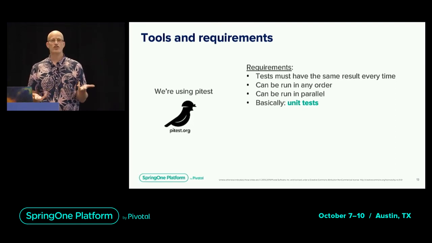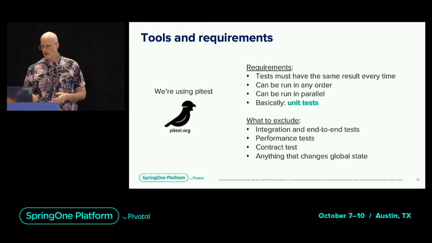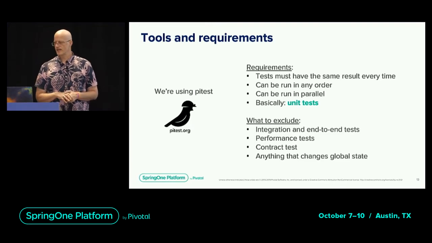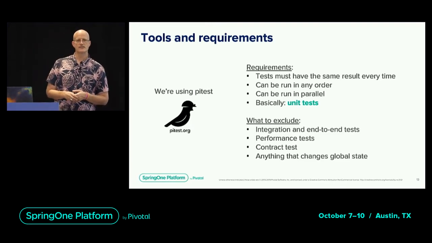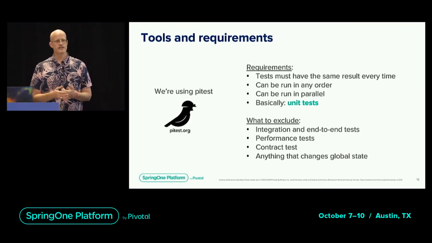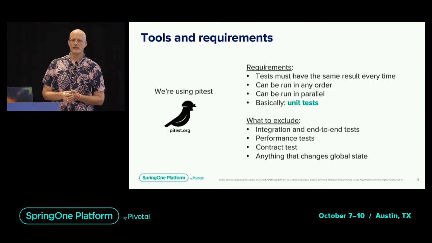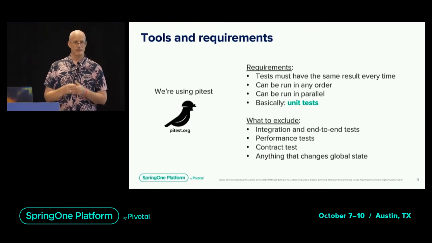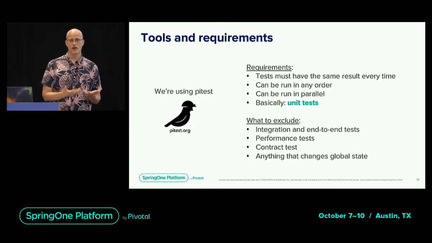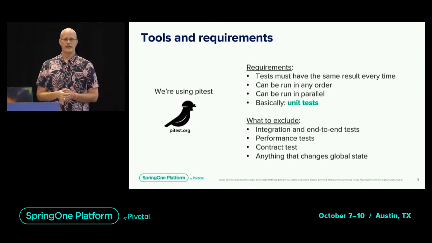And so basically, we're looking at unit tests. What to exclude: integration tests, end-to-end tests, contract tests, performance tests, anything that would change the global state. The main reason for this is that the mutation tests are going to run in the same JVM as your code, and that's why you can't do the integration tests.